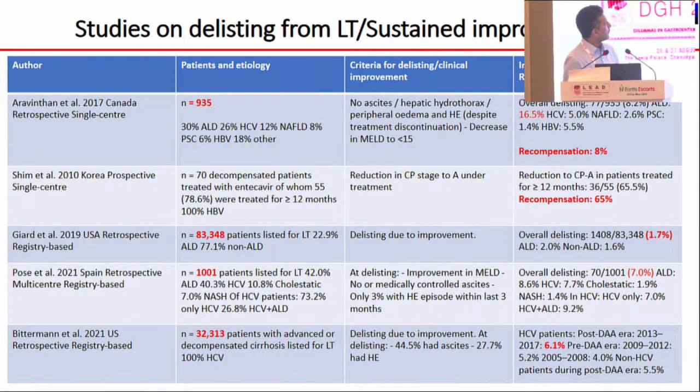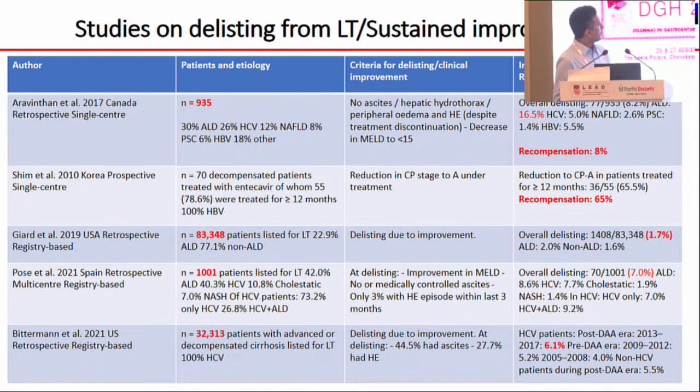Numbers are quite high: 935 patients, in a retrospective study, who were listed for liver transplant. And if you see, the criteria of delisting is that there is no ascites, no hepatic hydrothorax, no peripheral edema, no HE despite treatment discontinuation. About 16% of the alcoholic patients can be delisted. For hepatitis C, about 5%, and total recompensation was about 8%, but the criteria taken was no ascites, no hepatic hydrothorax. Whether they were on diuretics or not, nobody knows.